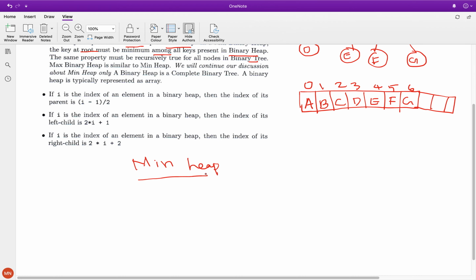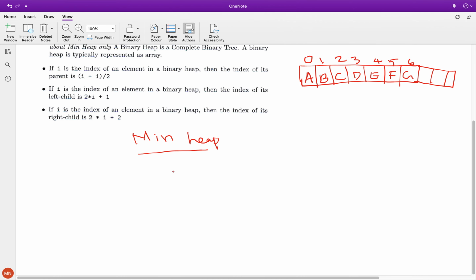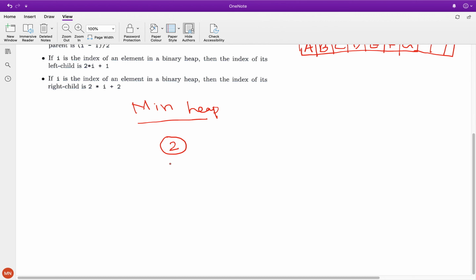Okay, if you have a min heap, the property that we need to preserve is the root should be the minimum element in the entire binary heap. So if the root value is 2, then whatever comes below 2 should always be greater than 2. So I can have a value 4 here, that is allowed. Then I can have a value 9 here, that is also allowed.